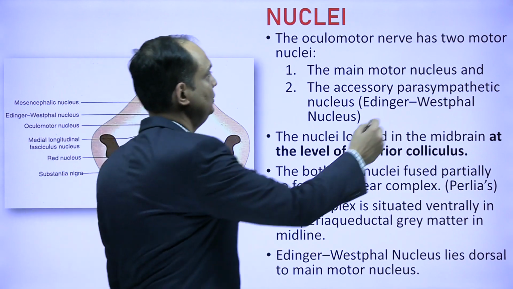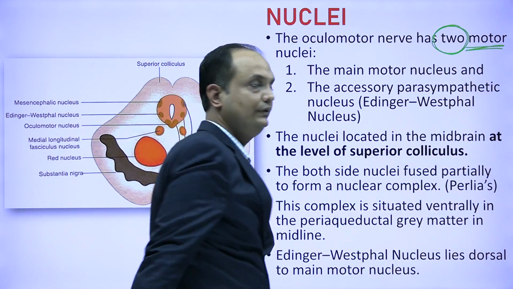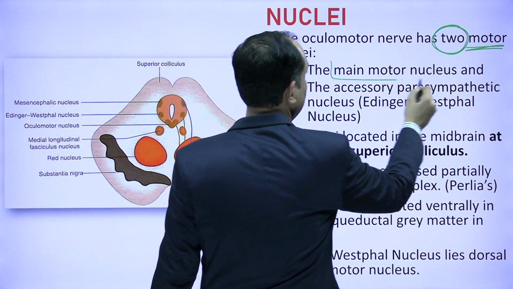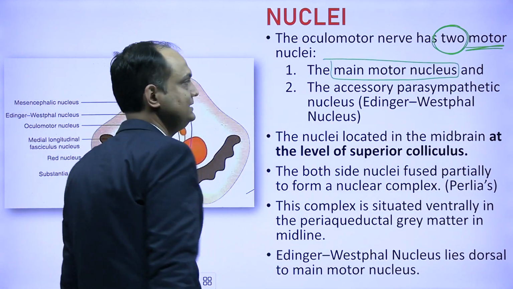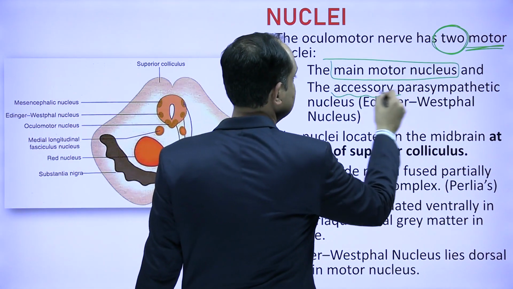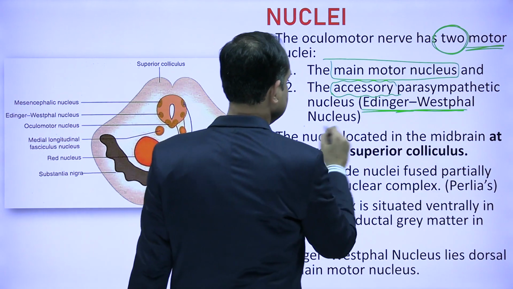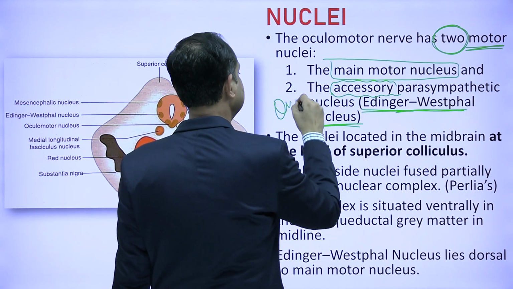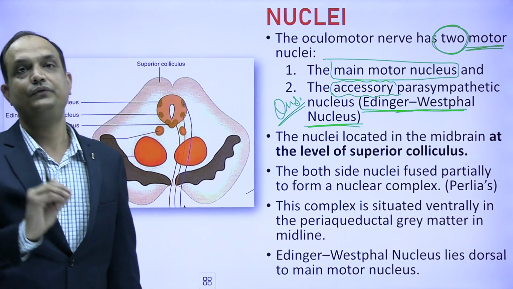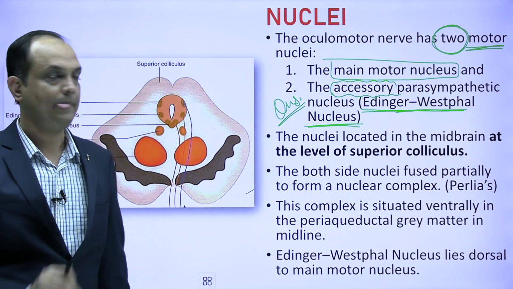There are two motor nuclei related to this oculomotor nerve. First is known as the main motor nucleus, second is known as the accessory parasympathetic nucleus, or the Edinger-Westphal nucleus. Now this is again a question for your exam: Edinger-Westphal nucleus is a nucleus of which cranial nerve? The answer is the third cranial nerve.